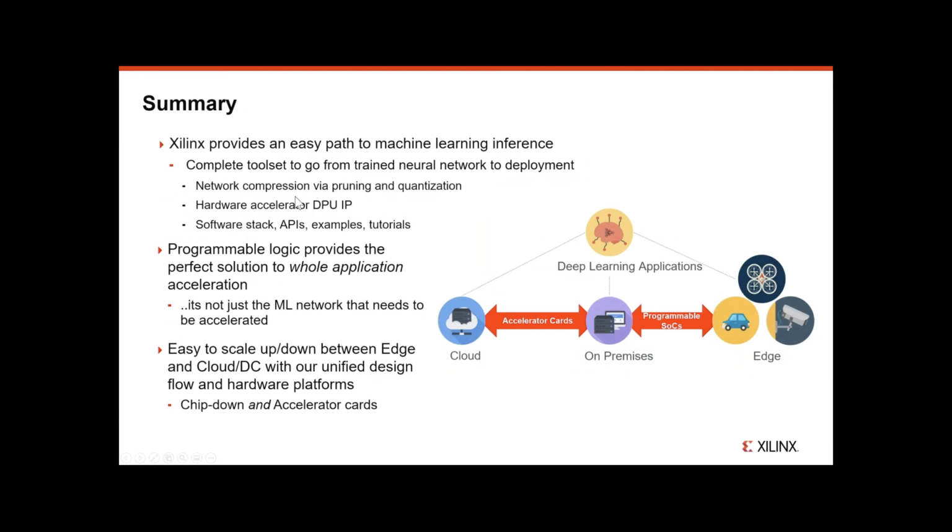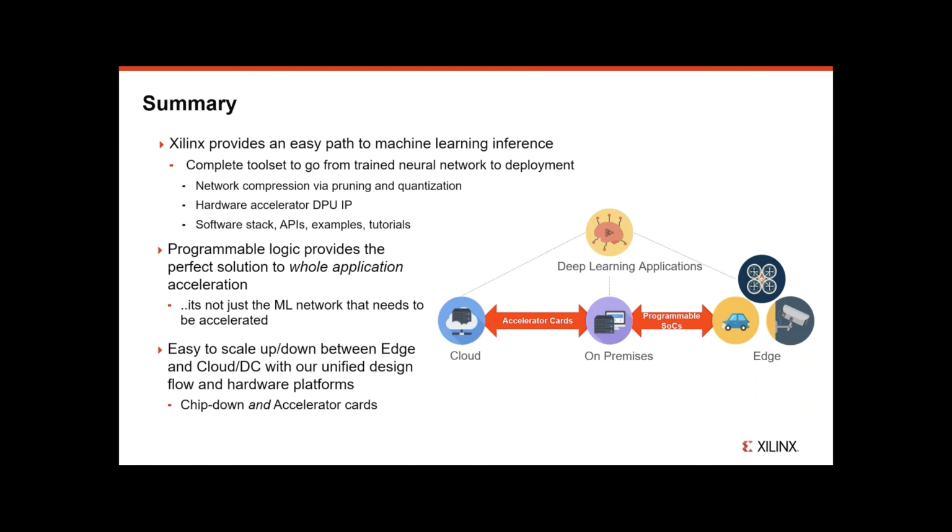So in summary, we provide today an easy path to go forward with machine learning inference from your framework directly to a DPU, whether it be an on-premise, a cloud, or an edge device like a Zynq or Zynq UltraScale Plus. We provide you with the capability to compress your model using pruning and quantization. We have the hardware accelerators that are very scalable to go to the low-end Zynq UltraScale or Zynq 7000 devices and scale up to the high-end Alveo cards. We have a software stack, APIs, tutorials, examples. There's a lot of great information out there to get started today.